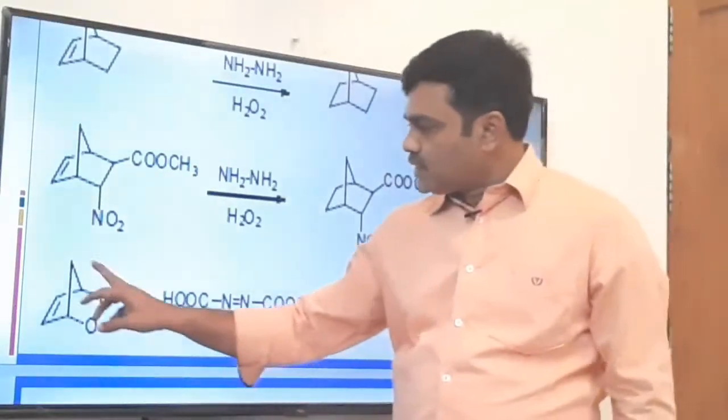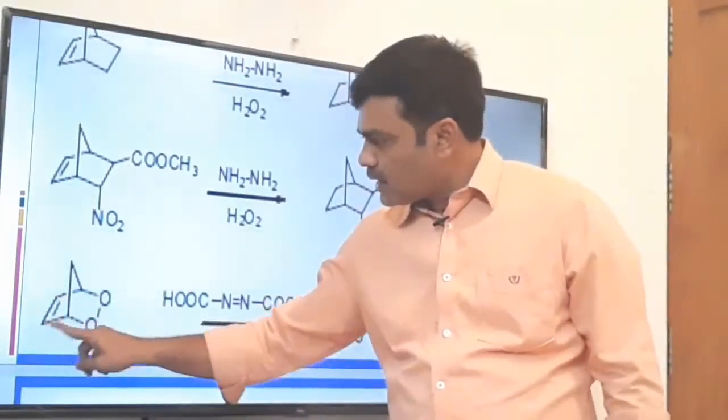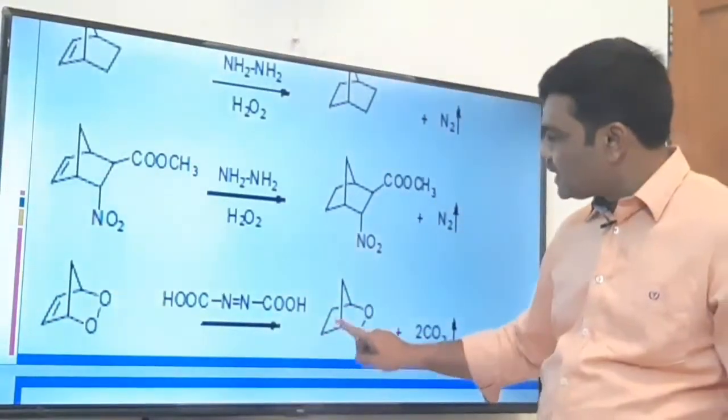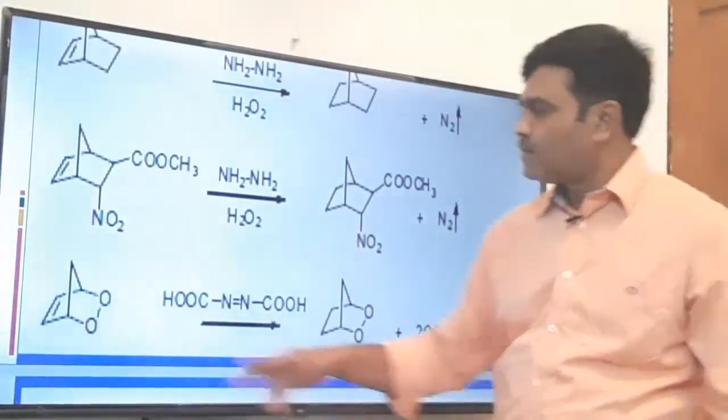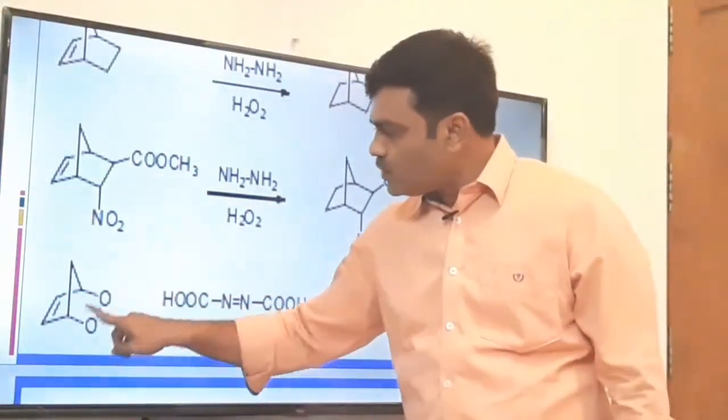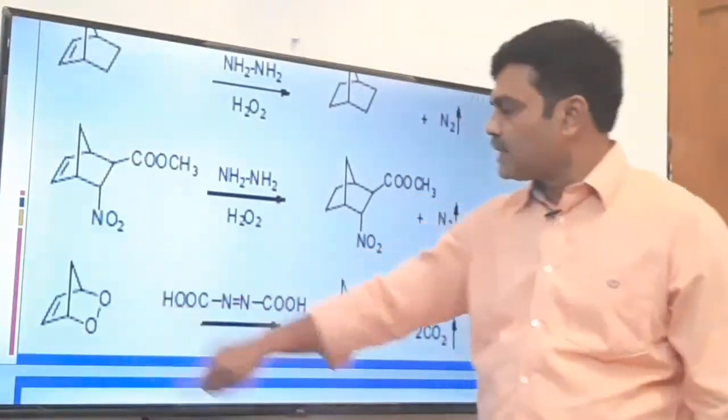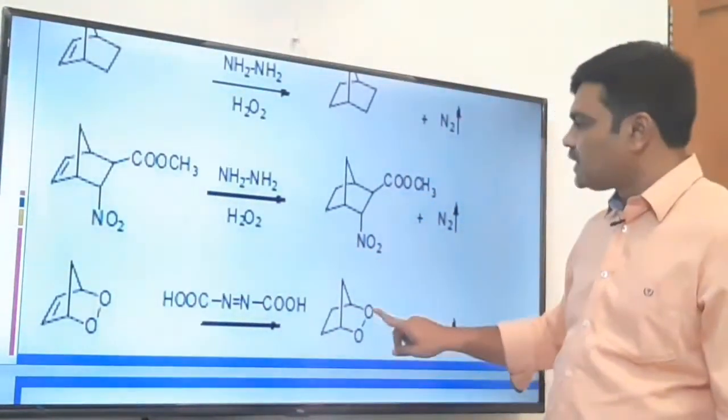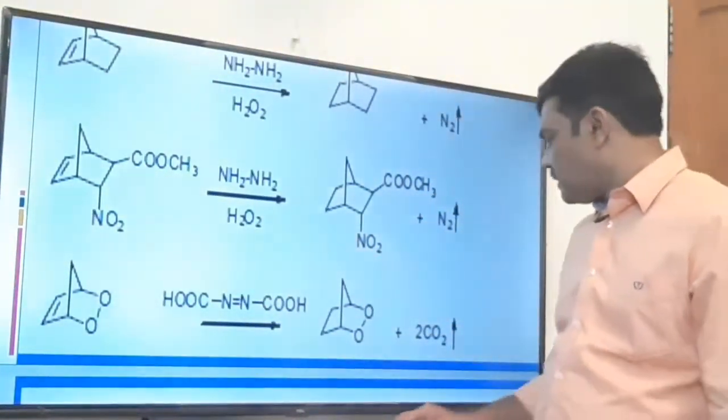Here again, interesting to see, this is the compound where the carbon-carbon double bond is reduced. Addition of hydrogen from both sides takes place without affecting this peroxide ring. This oxygen-oxygen linkage remains as it is. Okay.